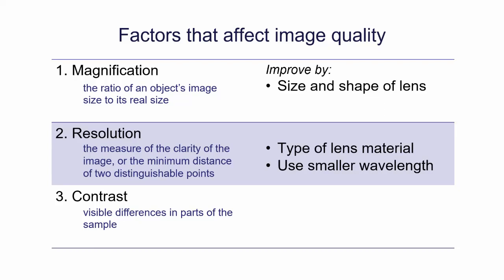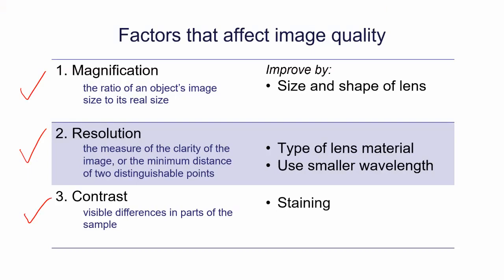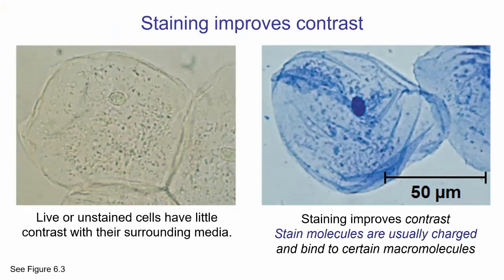So we want to improve our image quality. We can make it bigger. We can improve the resolution by making it sharper and having better lenses. And the last thing that we can do is improve the contrast. So contrast is basically that you can tell the difference between different parts of a sample. So I'll show you a good example of some contrast. And we can do this by staining. So we'd be doing the gram stains in lab 4.